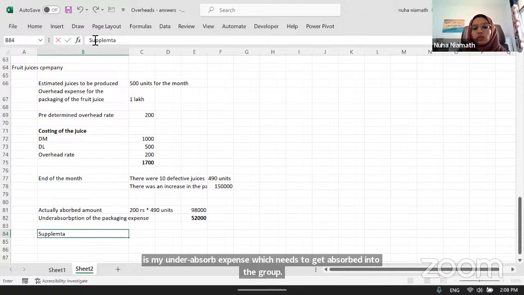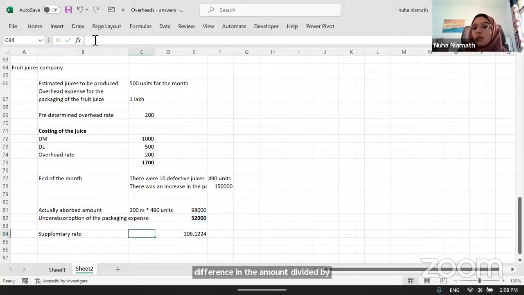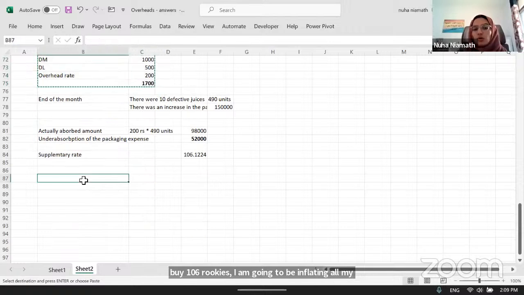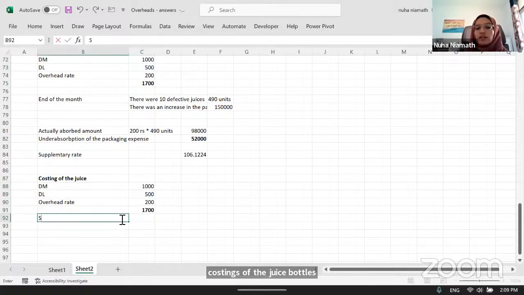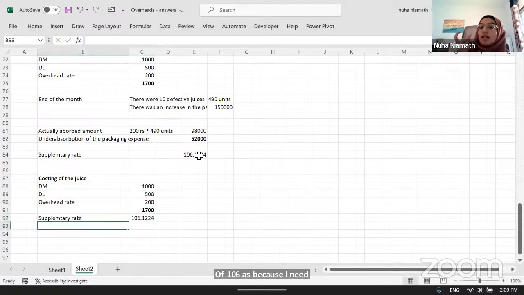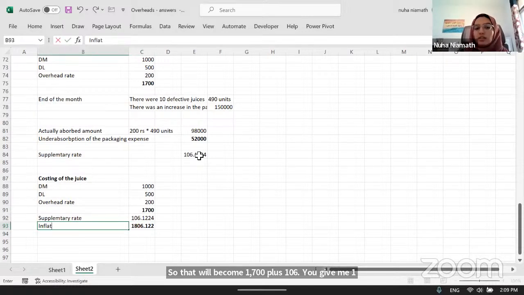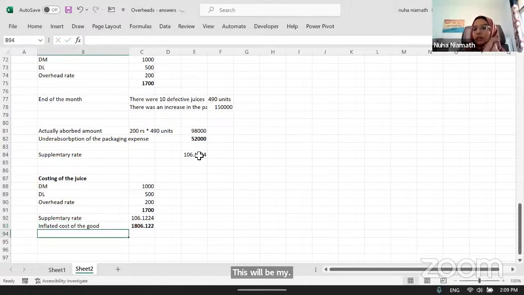So for this reason, we calculate something called the supplementary rate. Supplementary rate is calculated by the difference in the amount divided by actual units that have been produced, which is 490. So by 106 rupees, I am going to be inflating all my costings of the juice bottles. So my juice bottle will now, instead of being 1,700, have an additional supplementary rate of 106 rupees, because I need to include that 1,50,000 rupees into the cost of my goods. So that will become 1,700 plus 106. It will give me 1,806 rupees. So this will be my inflated cost of the good. Now, is it clear how we arrived at the inflated cost of the good?